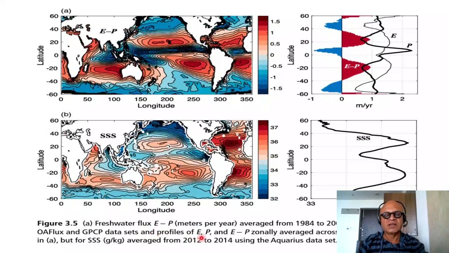and profiles of E, P and E minus P zonally averaged, so zonally averaged across all longitudes. B is the same as in A, but it is the sea surface salinity, so you can see the similarities. I'll talk in a minute, but this is only averaged for the Aquarius data set from 2012 to 2014, and here we have the zonal mean sections. So let's look at these.